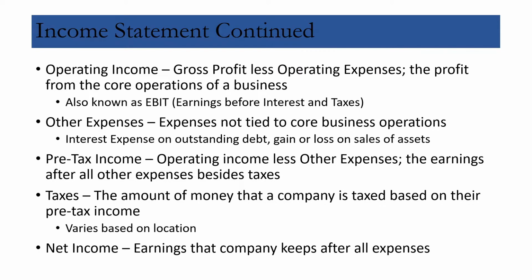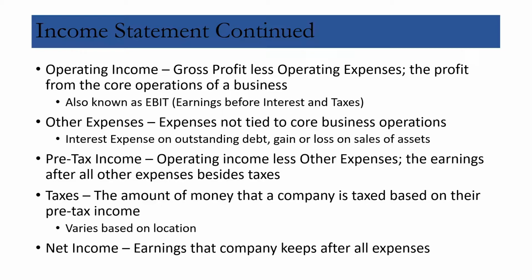Continuing our income statement, that leads to our operating income. If we take our gross profit less our operating expenses, we get the profit from our core operations of running our business. This is also known as EBIT, which is used in a ton of financial ratios. So just remember that operating income is the same thing as our EBIT.